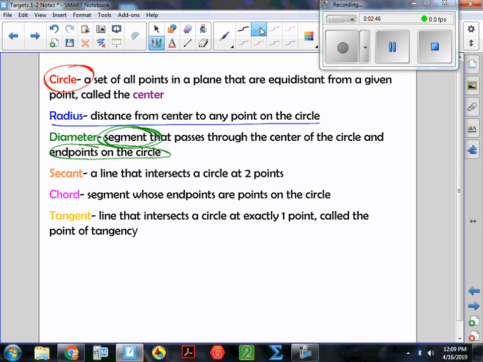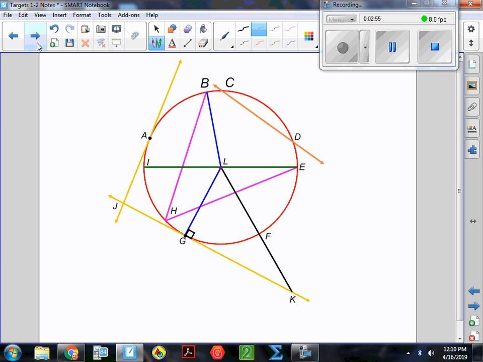A secant. A secant is a line, and it goes through the circle at 2 points. So it's a line, which means it goes on forever. It goes through the circle at 2 points. So looking at this diagram, where is a line that goes through the circle at 2 points? Well, it is color-coded, so CD would be a line. If I said name the secant, you'd have to use CD with a line symbol over it. CD, that's called a secant line.